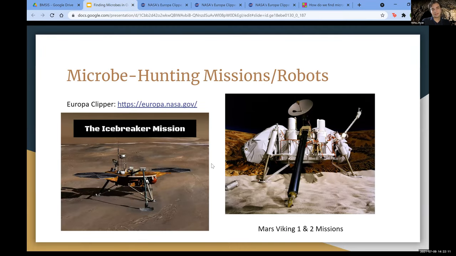But as you can see here, I accidentally revealed the last one, which is a planned or proposed Mars mission called the Icebreaker mission. The Icebreaker mission is very similar to the Viking missions, except it's planning to dig more deeply into the polar ice of Mars to look for life there.